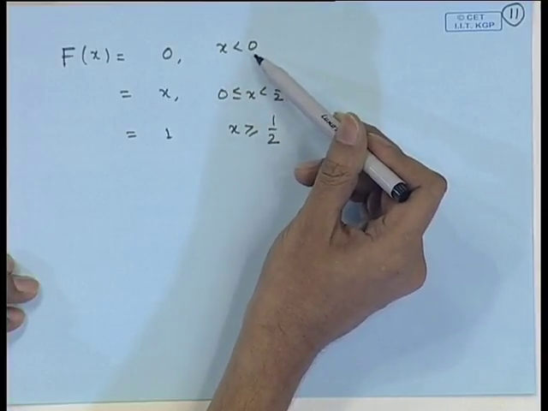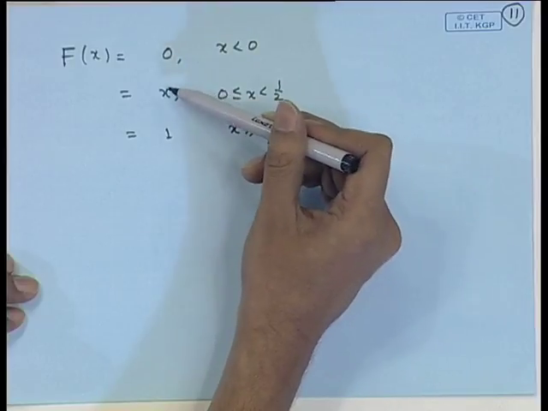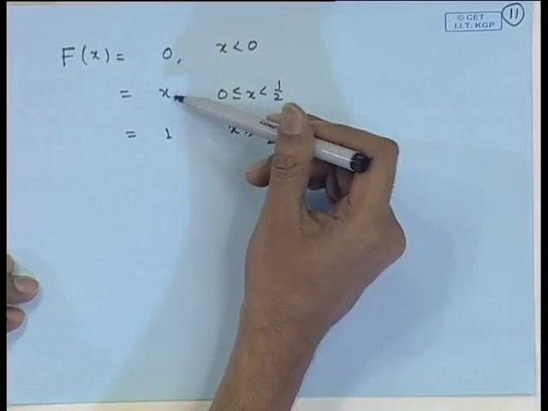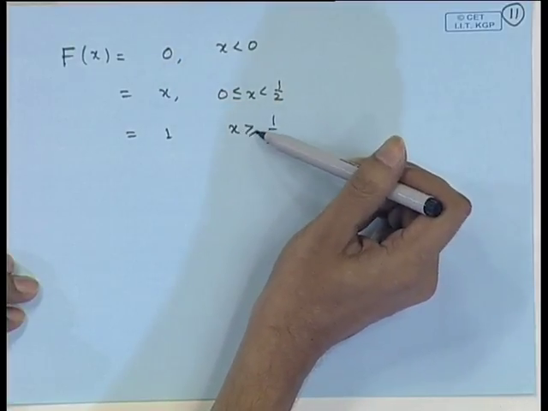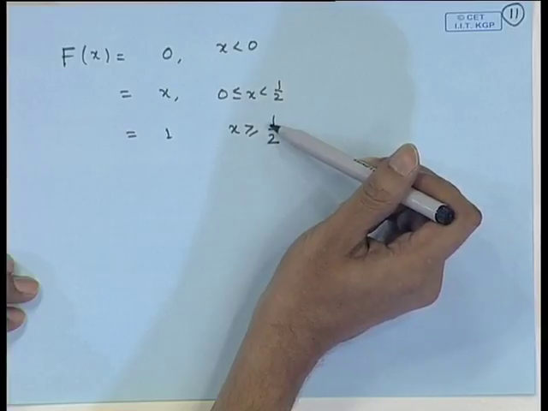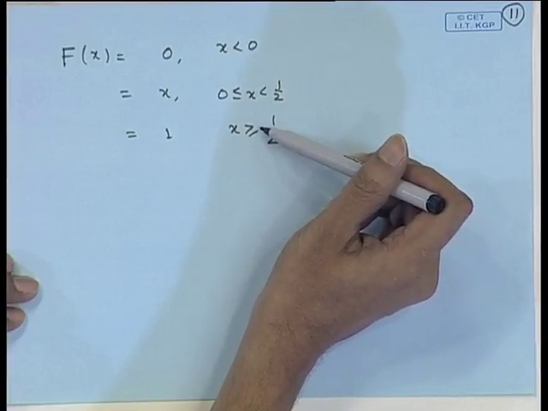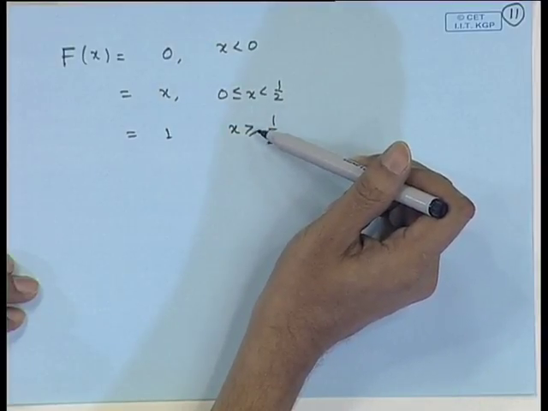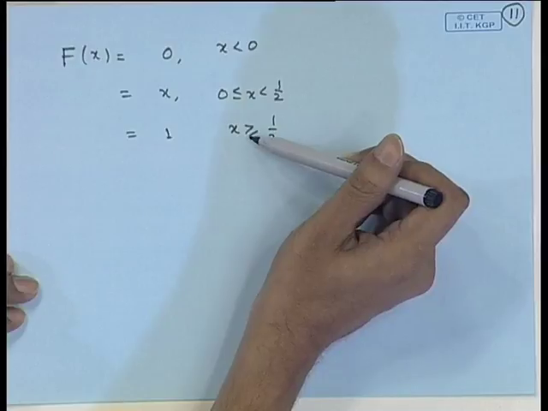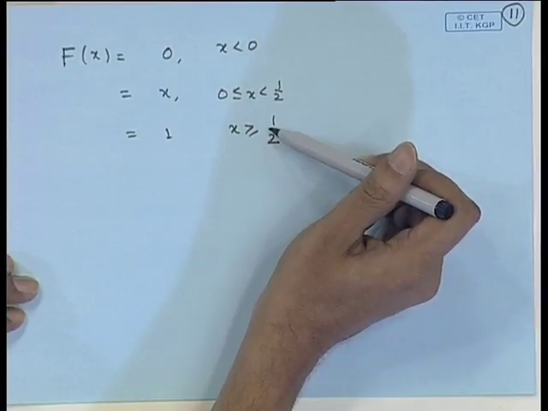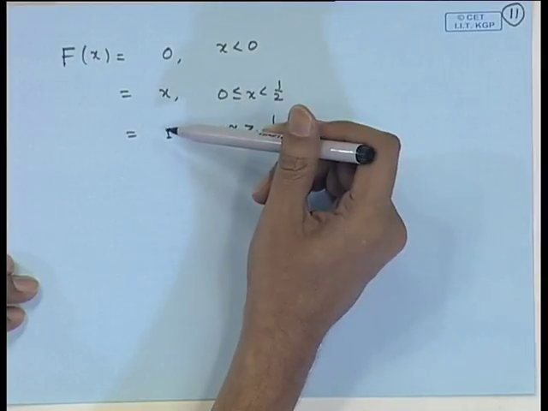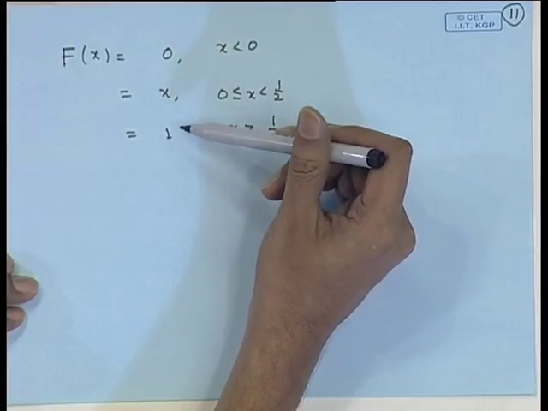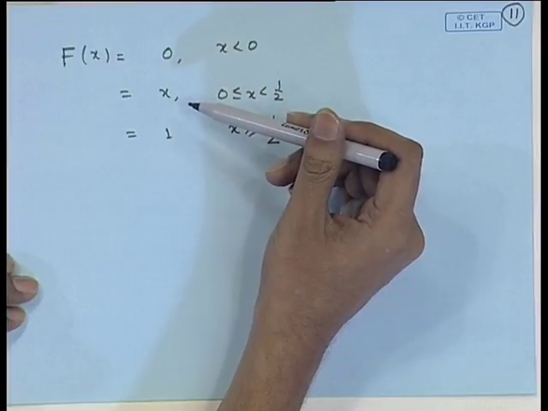If I check at x equal to 0, the right hand limit at x equal to 0 is 0, the value at x equal to 0 is 0. So, it is continuous from right at 0. Let us take the value x equal to half. So, the right hand limit at x equal to half is 1 and the value at x equal to half is 1. Therefore, the function is continuous from right. So, it is defining the CDF of a random variable.